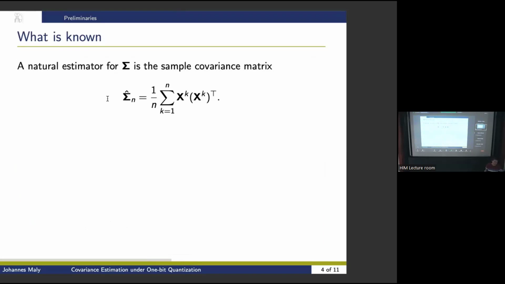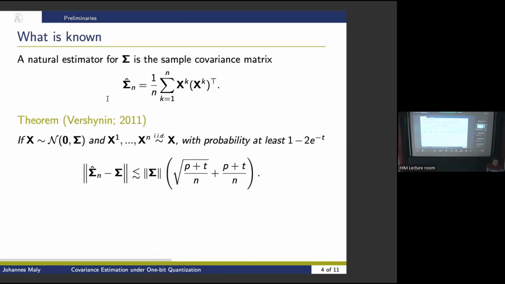Good. What has been known so far? A natural estimator for the covariance matrix is just the sample covariance matrix. So I take outer products of my samples and average them. In fact, this estimator already yields good results if I have nicely concentrating distributions, like, for example, Gaussians. If I have an unknown Gaussian vector and I want to estimate sigma, I can just use this very simple sample covariance matrix, and the type of result I can get looks like this.